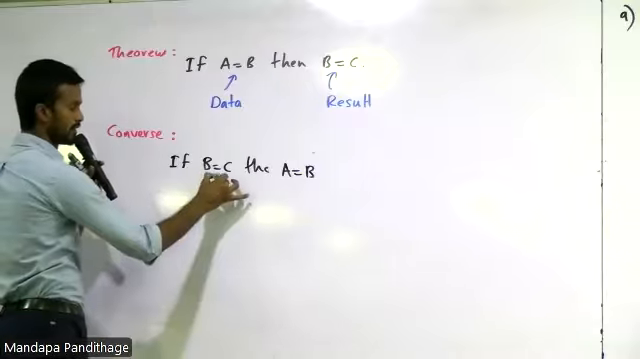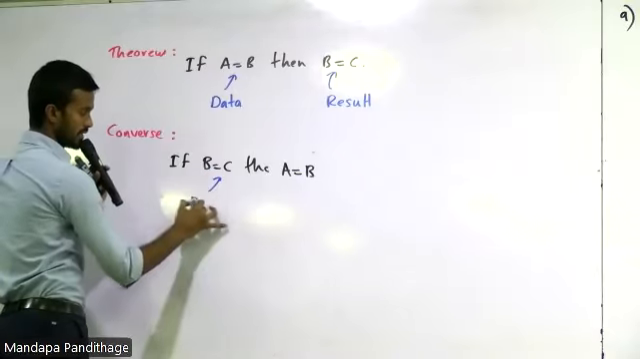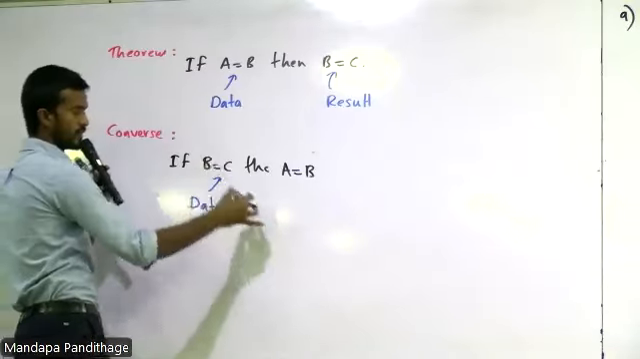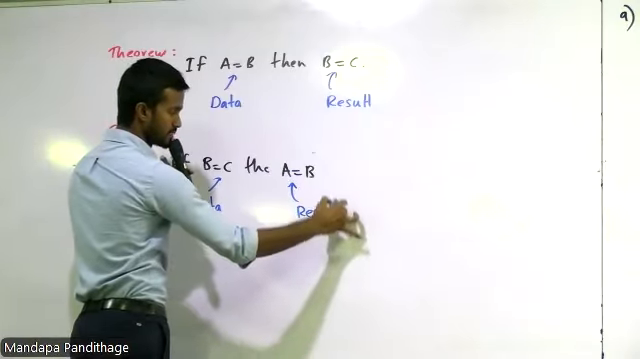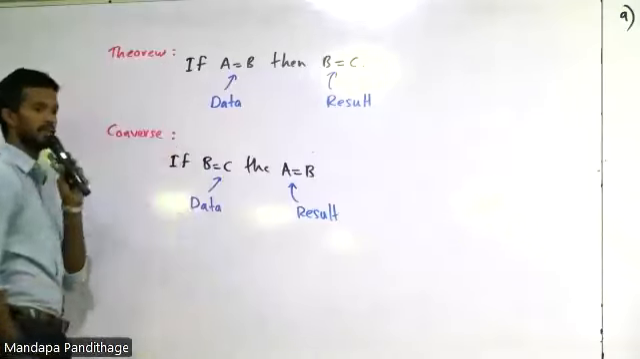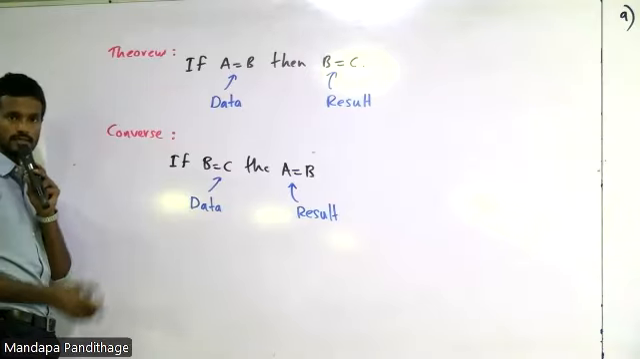So that is simply what we refer to as the converse. When the result and the data of a theorem interchange, we call it the converse of that theorem.